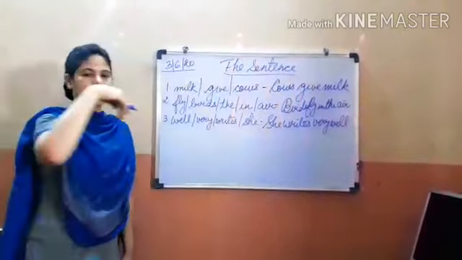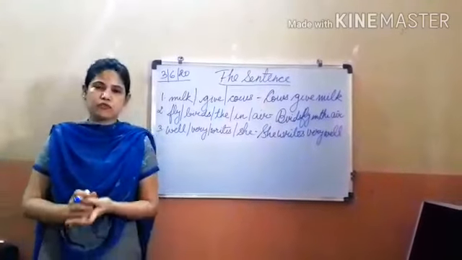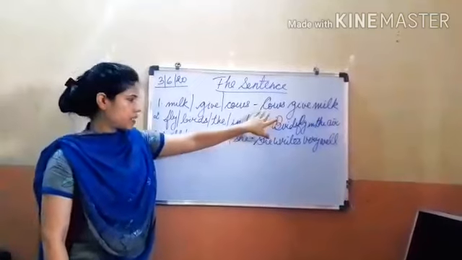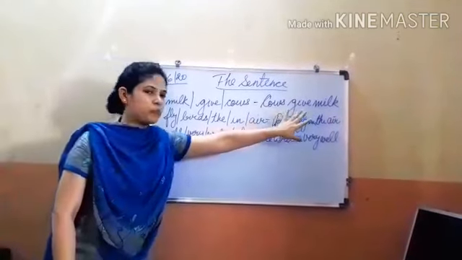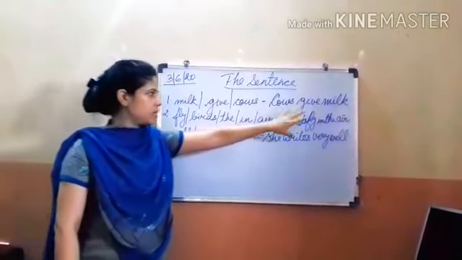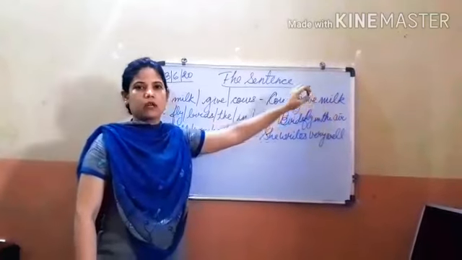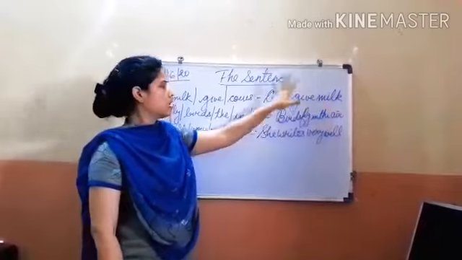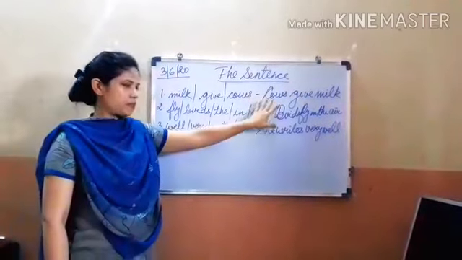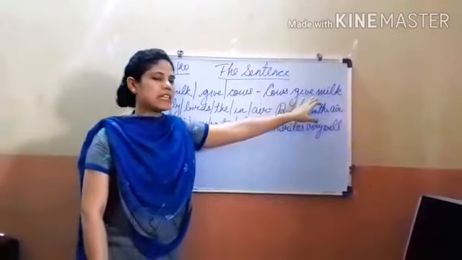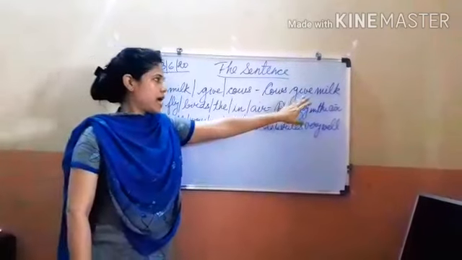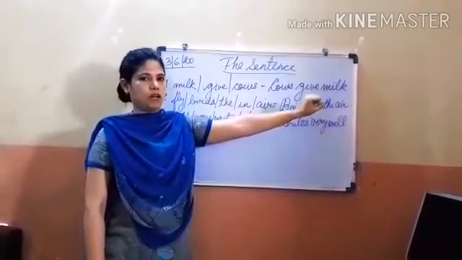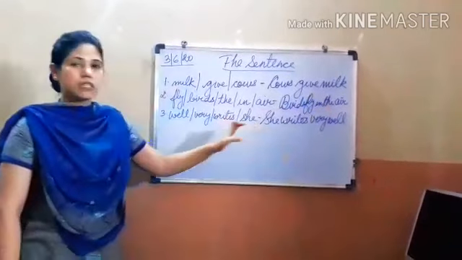Now if you are asked to define what a sentence is, a complete definition is that a sentence always starts with a capital letter, gives a complete sense, and ends with either a full stop, question mark or exclamation mark. I repeat, a sentence always starts with a capital letter, gives a complete sense or complete meaning, and ends with either a full stop, question mark or exclamation mark. So this is called a sentence.